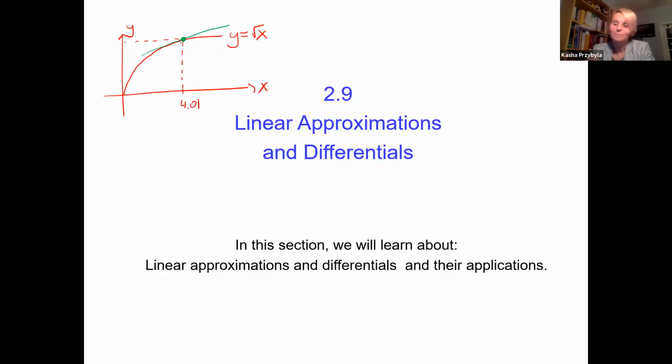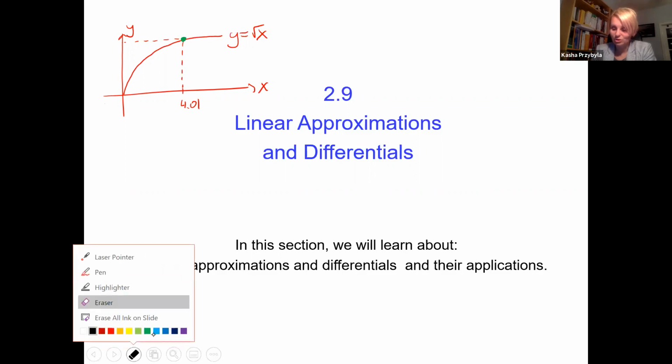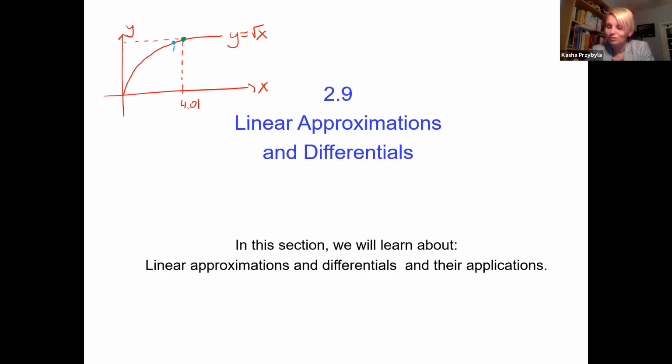I will draw another one at 4 actually, because that's the idea. I can draw a tangent line at 4 because 4 is a good number for the square root function. And instead of using the actual function, I can use the tangent line, because we know that the tangent line is almost the same as the curve.